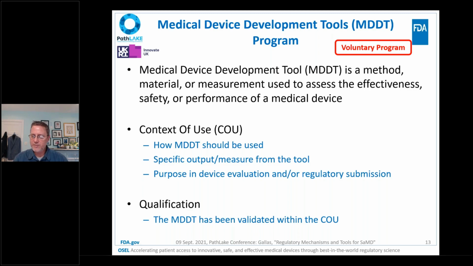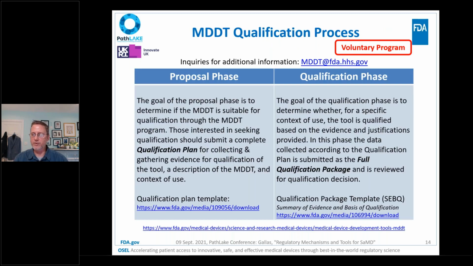The qualification process really means that the MDDT has been validated and it can be used without discussion. The FDA should be comfortable using it. Here's a slide. It's two-phased. There's a proposal about how you're going to collect the evidence, and then there's the qualification package. This slide has a bunch of links for you to refer to later.